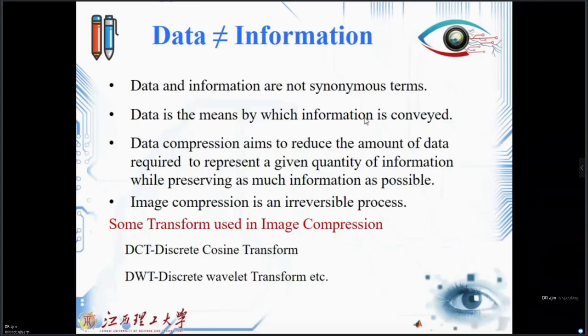Data we can know as the means by which information is conveyed. Data compression aims to reduce the amount of data required to represent a given quantity of information while preserving as much information as possible. Image compression is an irreversible process, and transforms used in this are DCT, the discrete cosine transform, and DWT, the discrete wavelet transform, which can do this job.